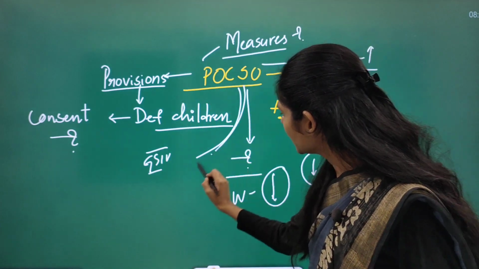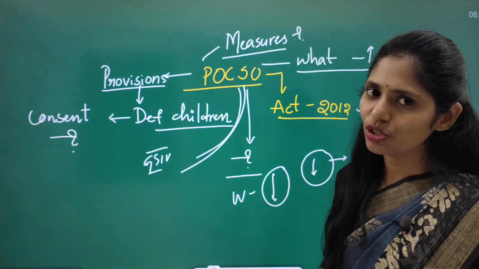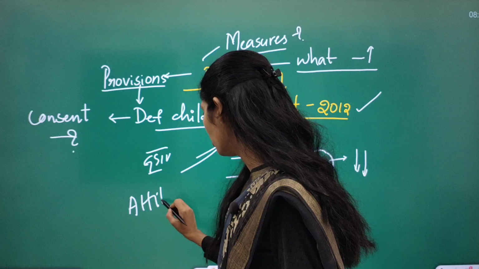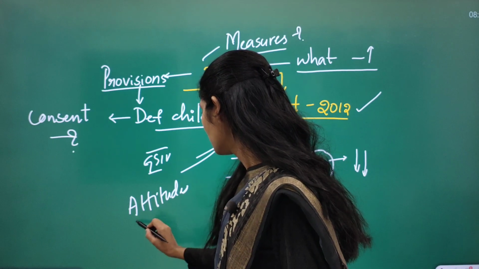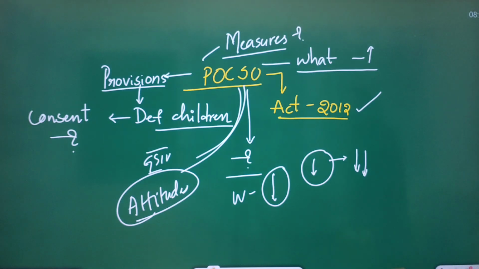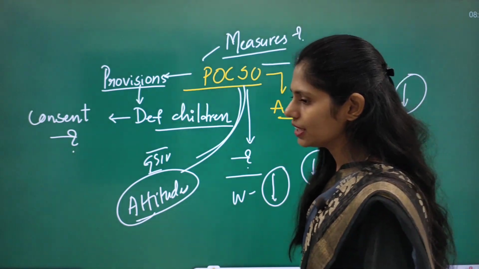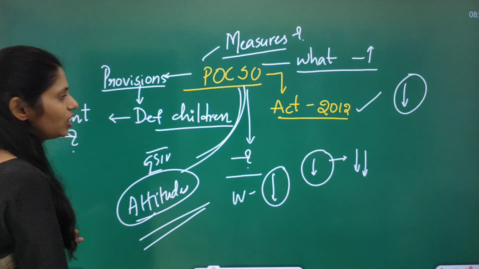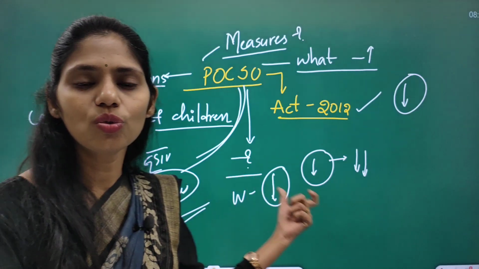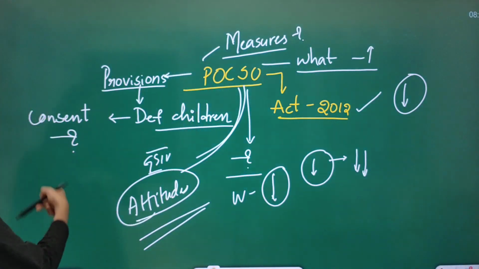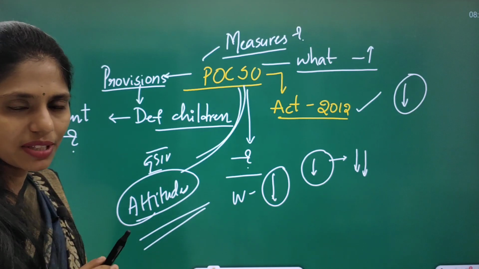So this topic is related to one important chapter of your ethics, that is attitude. Even though lots and lots of acts, laws, rules and regulations have come up by the government, we are not decreasing this crime rate. So one important thing that we have to do here is bring attitude change in the people, attitude towards these offenses.